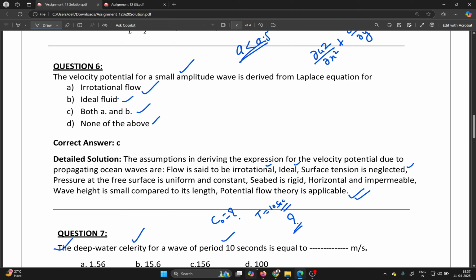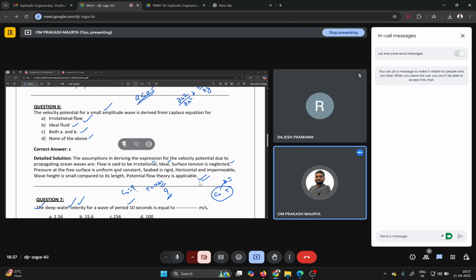So actually you have to understand first the formula, the relation between your celerity as well as your time period. So if you know these things, for deep water, actually here we are talking about deep water, very easily you can write the answer. So you have another 2-3 minutes. So please try to write your answer in the chat box. So I'm waiting.